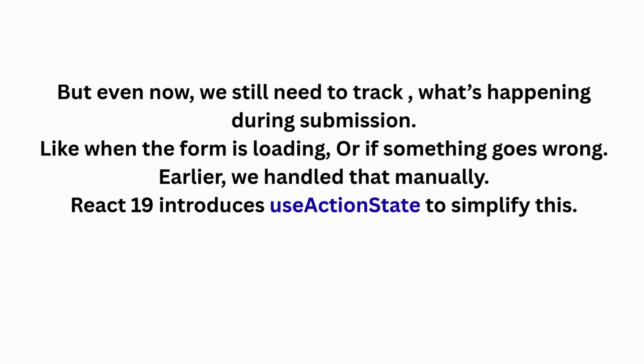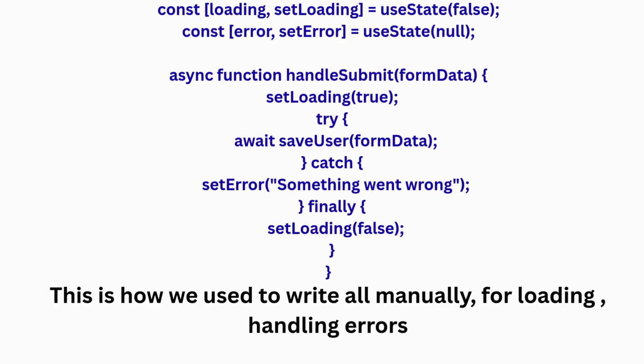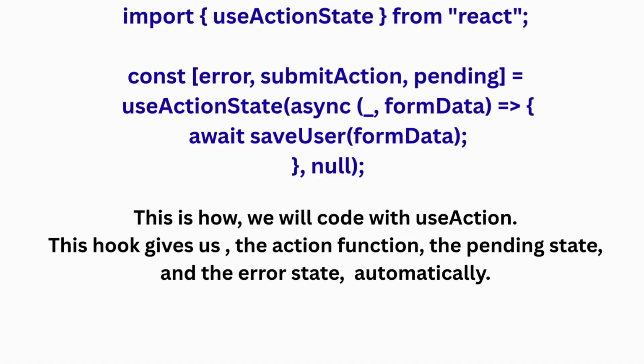But even now we still need to track what's happening during submission, like when the form is loading or if something goes wrong. Earlier we handled that manually. React 19 introduces useActionState to simplify this. This is how we used to write it all manually for loading and handling errors. This is how we will code with useActionState. This hook gives us the action function, the pending state, and the error state automatically.